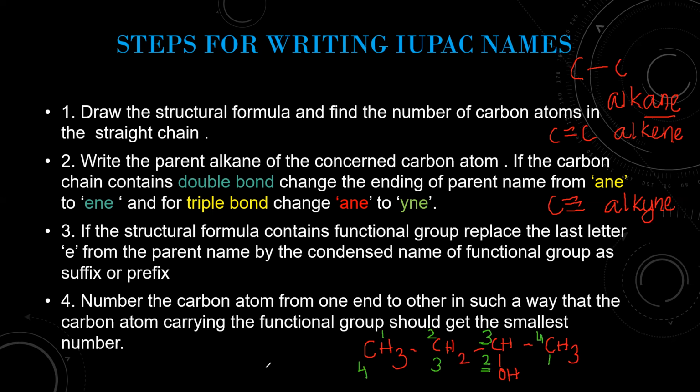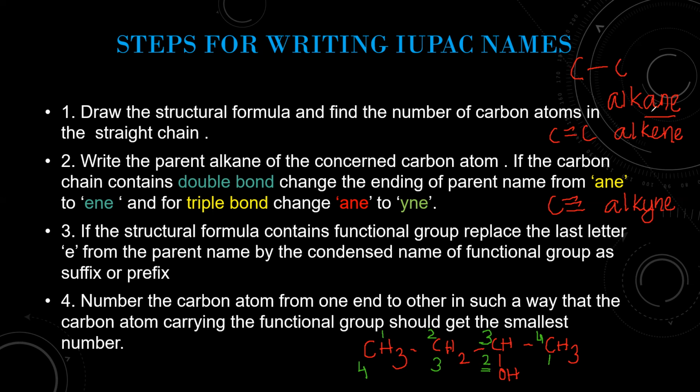So, according to our rule, number the carbon atoms from one end to the other in such a way that the carbon carrying the functional group gets the smallest number. So here, the correct way of numbering is from right to left, then this carbon will get the number 2. So this is the correct way. These are the steps we have to keep in mind for IUPAC naming.